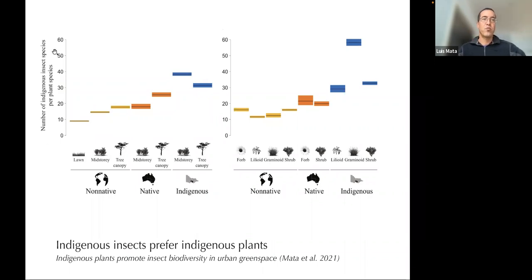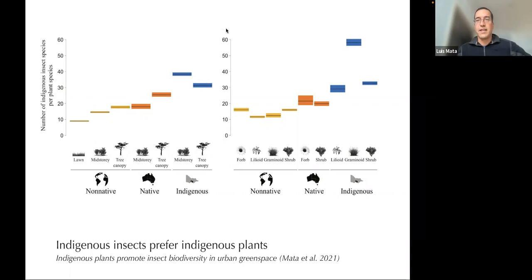And here what we measured was the number of indigenous insects, right? So at this stage, we're just talking about indigenous insects that were found in each type of plant. And you can see then that immediately the largest amount of insects were found in the mid-story and the tree canopy of indigenous plants to Victoria. Now, we suspect that this is likely to happen in New South Wales and Western Australia. In all our states, a similar pattern could happen.